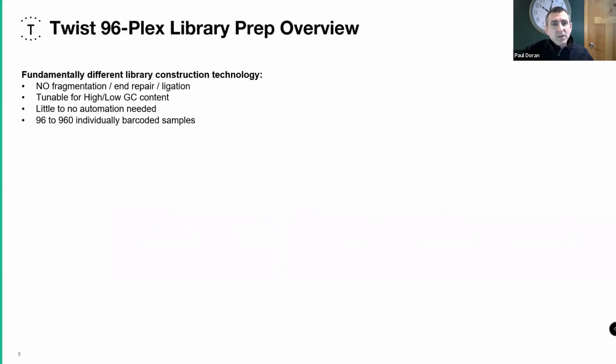The technology that Jason used to do screening for the presentation that's coming up is a product called Twist 96-plex. I'm just going to give a quick overview of it. It's a library prep that's fundamentally different than other library technologies. There's no fragmentation, end repair, or ligation. It's tunable for high and low GC content, and little to no automation is needed. And you can do 96 to 960 samples at a time.